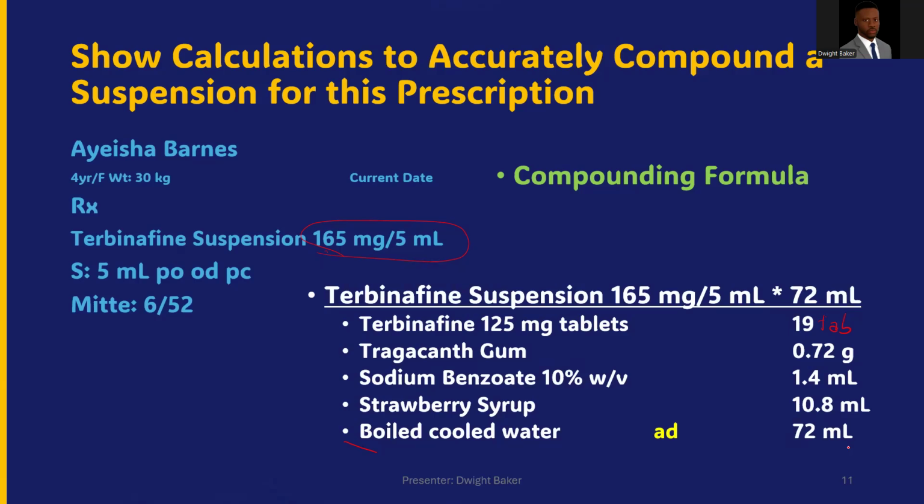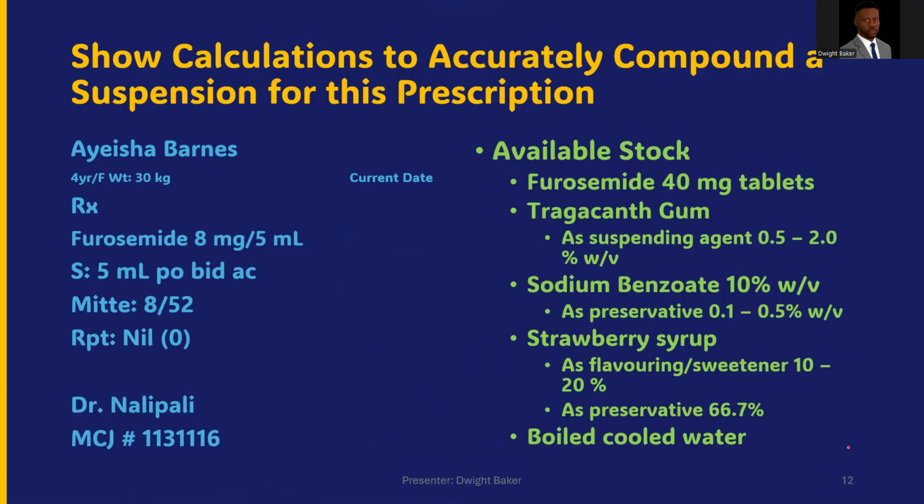And of course, you're going to instruct the patient to return, say at day 13, to refill the prescription for another 14 days. Let's look at another example. So we have furosemide here, 8 milligram per 5 mL. It says 5 mL PO BD AC, 8 weeks.